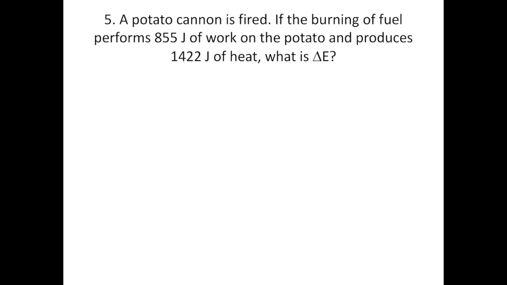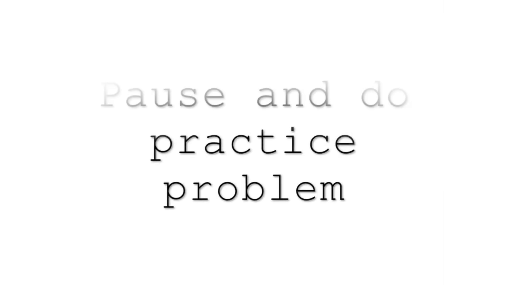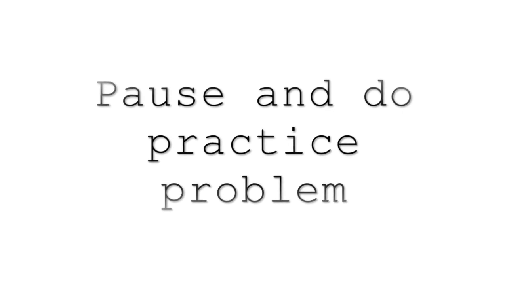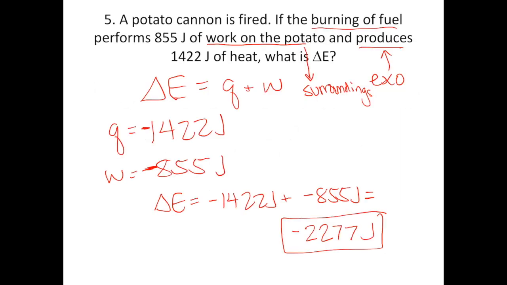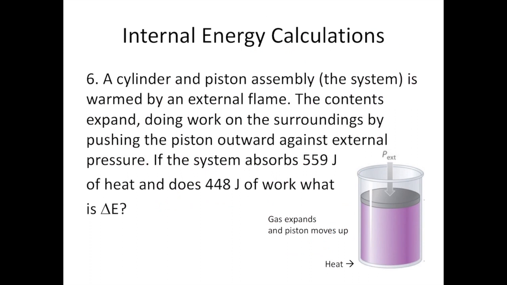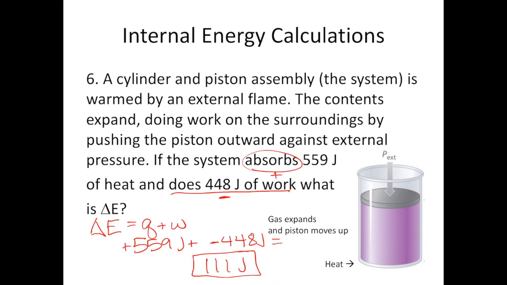All right. We have a potato cannon. So what happens is you burn fuel, it creates an explosion, which then shoots the potato out of a gun and produces heat. So I want you to pause, calculate delta E, and then come back and check your answer. All right, you guys, one more. Pause it and try this.